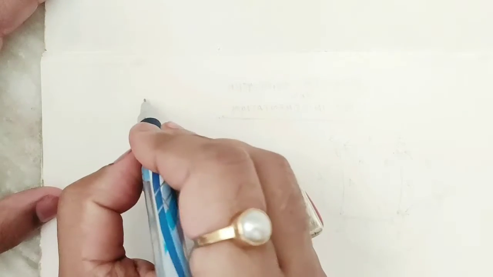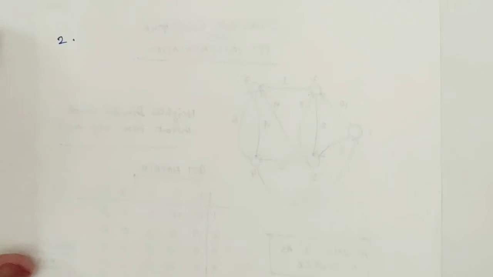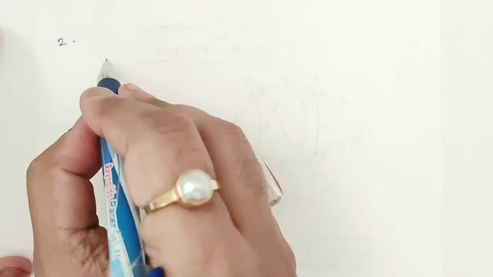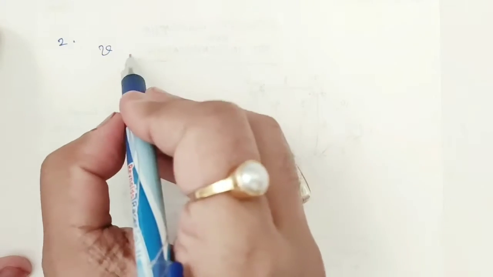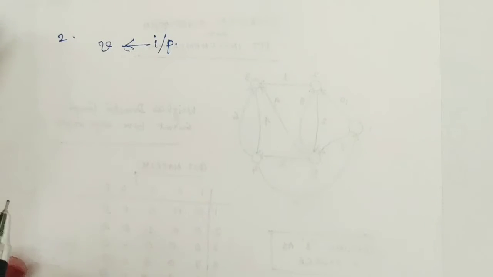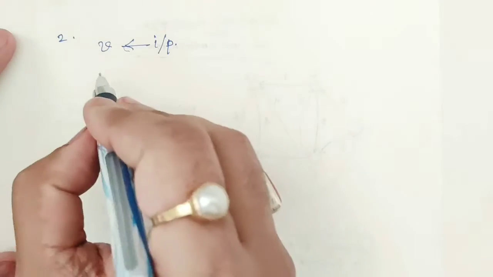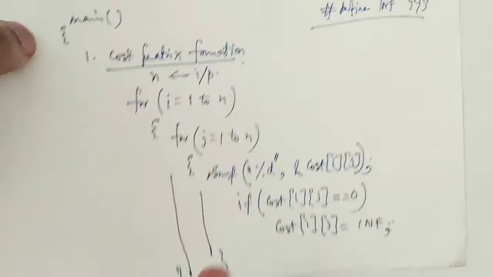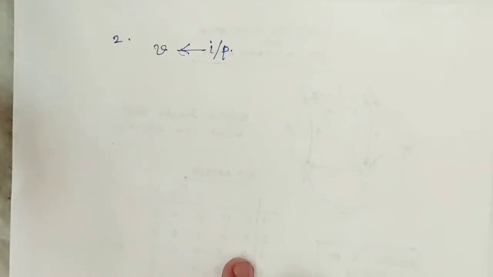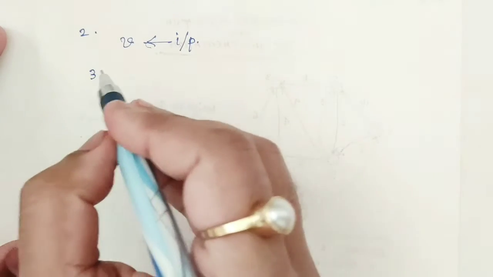Okay, the second part: after taking the cost matrix, as Dijkstra is a single source shortest path algorithm, you have to ask the user to provide which vertex will play the role of the source vertex. Suppose v is the variable using which the user can put the source vertex input. That you can do under the main function. Done. So your cost matrix is done, your source vertex has appeared.